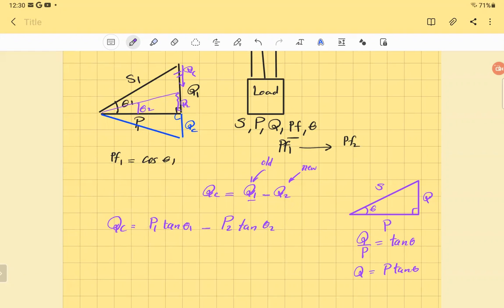And we said, well, lucky, P1 is equal to P2. Power doesn't change. So I can say P1 equals P2 equals P. So I will take P as a common factor, and what's left? Tan theta 1 minus tan theta 2. That's QC. So that's the amount of reactive power required from the capacitor to supply the system to improve the power factor.